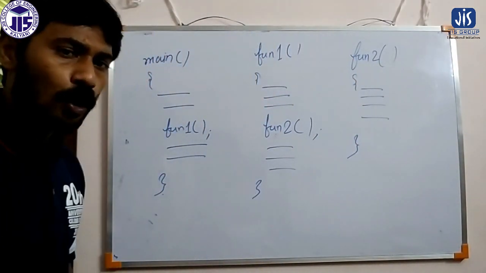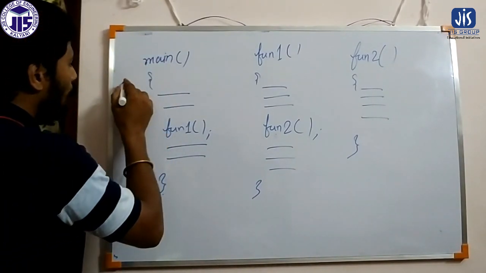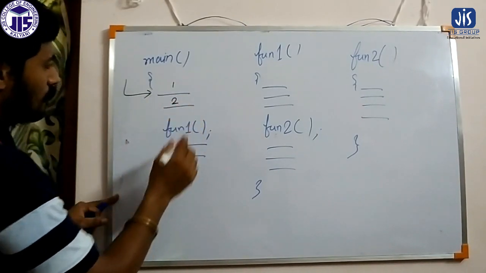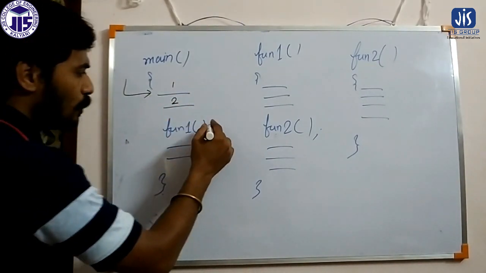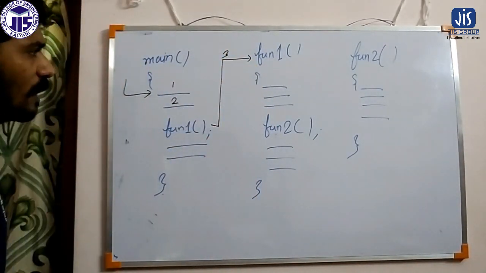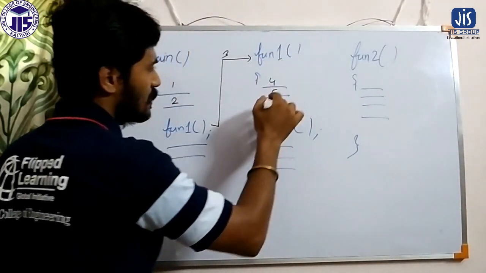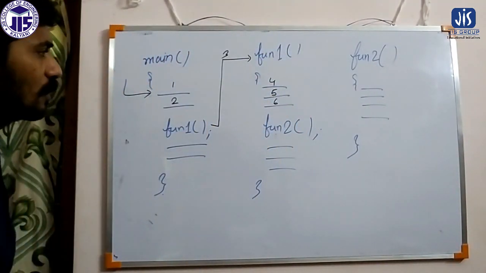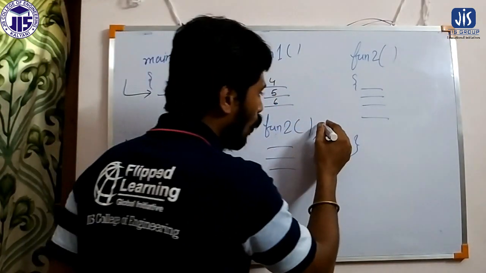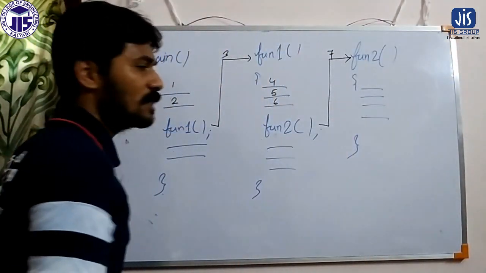I have said that the program will always start from the main function. So first it will enter into main. This statement will execute, this statement will execute. After that, whenever function 1 is called, it will jump to that particular function and execute it. So function 1 will start execution. Now after these three statements, we are calling another function, so from here it will jump to function 2.